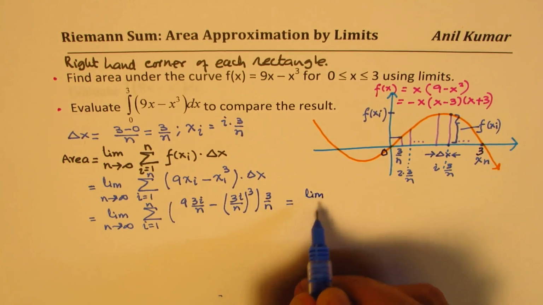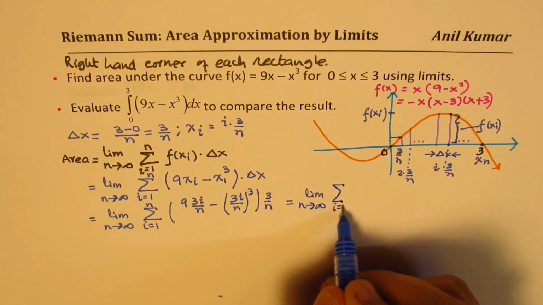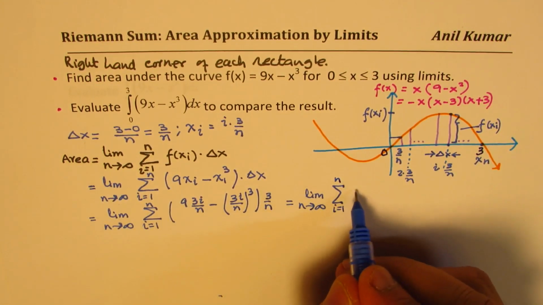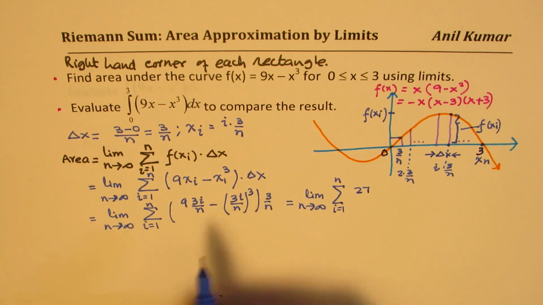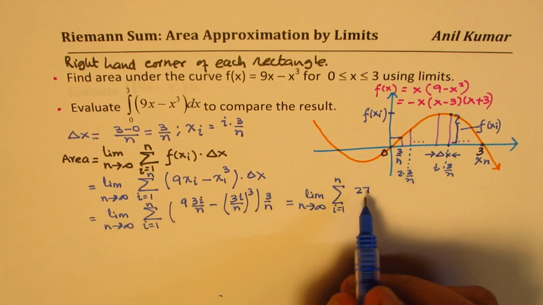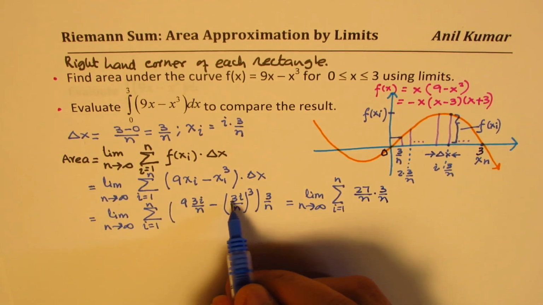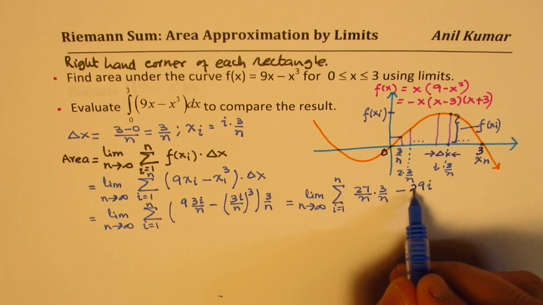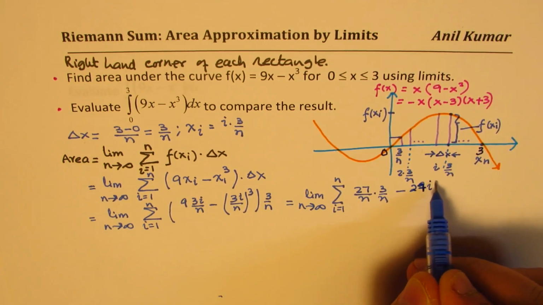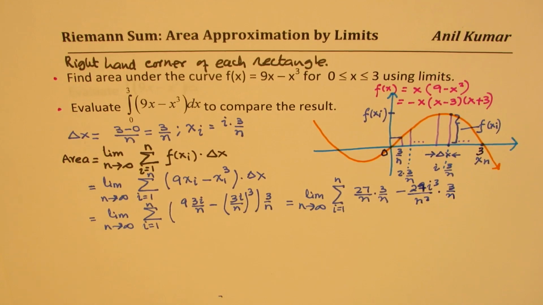So now you can write this as limit n approaches infinity, sum i equals 1 to n, 3 times 9 is 27 i over n, and we'll open this. Rather, we can actually multiply by 3 over n also, so over n times 3 over n. So we are just multiplying with this 3 over n also. So minus, this gives us 27 i cube over n cube times 3 over n. So we multiplied by 3 over n.